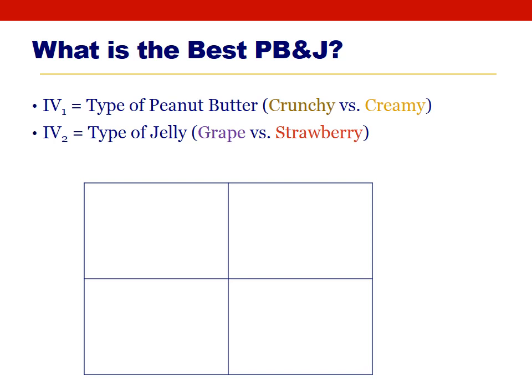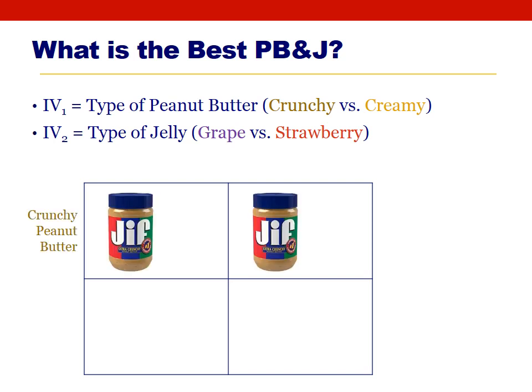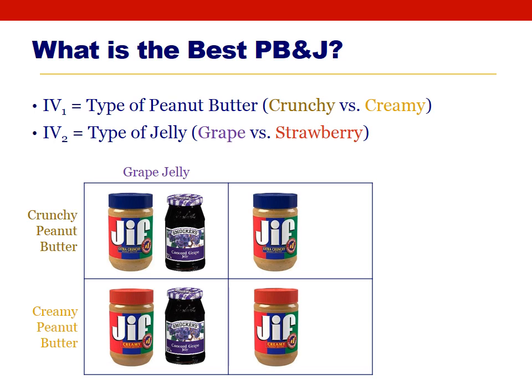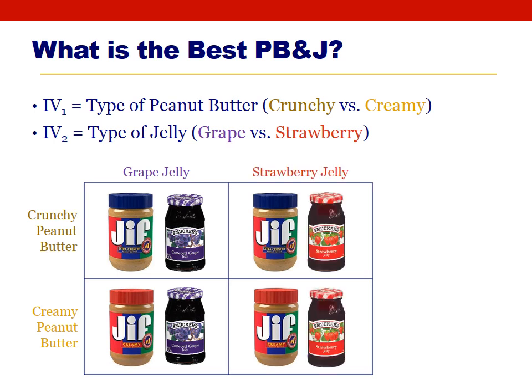So ultimately, we'd have to make 4 sandwiches. We'd make 2 sandwiches with crunchy peanut butter, 2 sandwiches with creamy peanut butter. Then, one of each of those would get grape jelly, and one of each of those would get strawberry jelly. So we have 2 independent variables, each with 2 levels, 2 types of peanut butter and 2 types of jelly, and we're looking at every possible combination of those things, which results in 4 potential different sandwiches we could make.